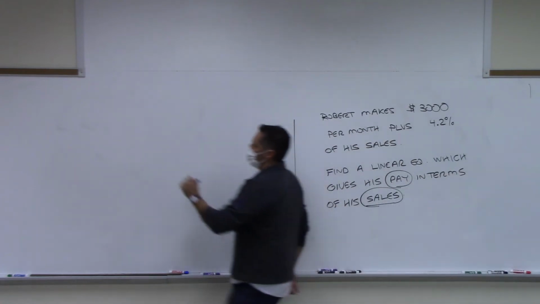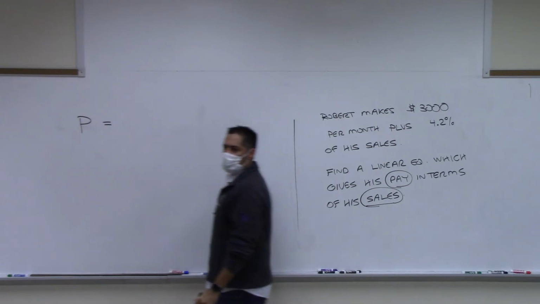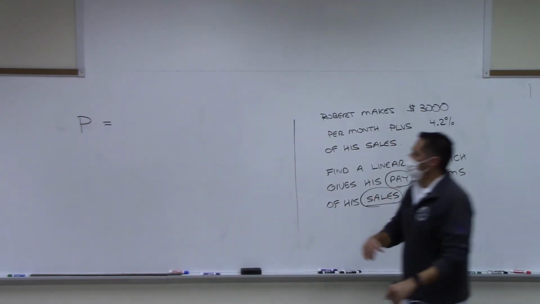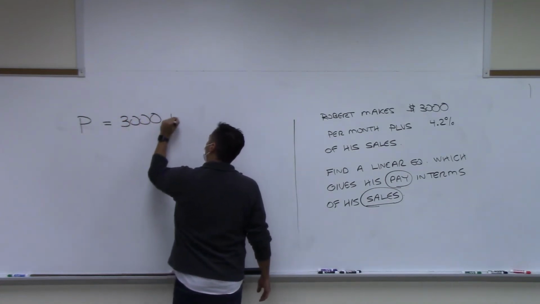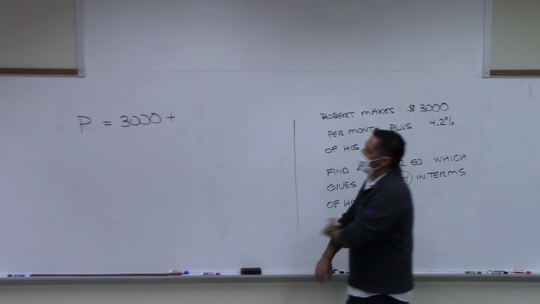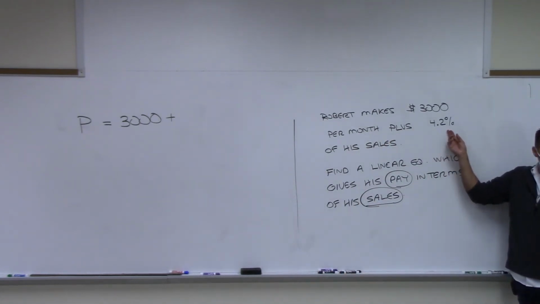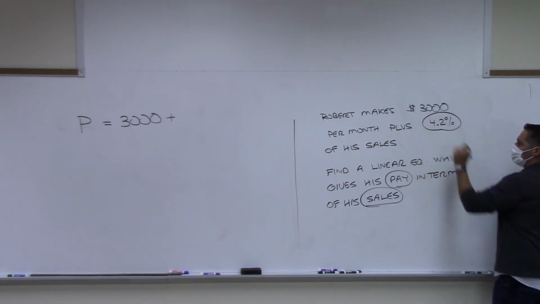So I'm going to start here like this. Pay must equal, well, what for sure am I going to get paid? The 3,000, right? So I'm going to put that here. I'm going to make 3,000 plus, okay, now, how do we say 4.2% of sales? So how do we incorporate a percentage into this? Do y'all know how we can deal with a percentage?